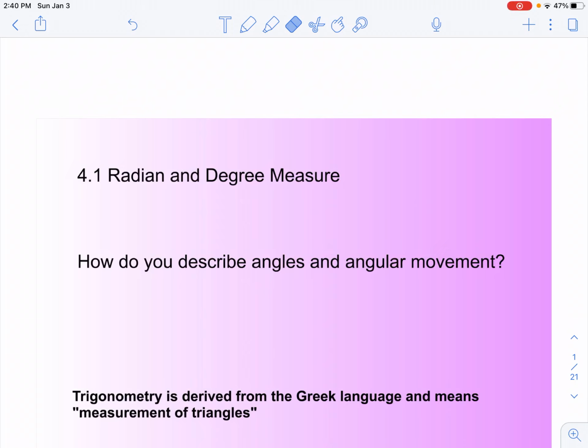In Chapter 4, and Chapter 4, by the way, is about trigonometry, one of my favorite units. 4.1 is about radian and degree measures, so two different ways to measure angles. It says, how do you describe angles and angular movement? Trigonometry is derived from the Greek language and means the measure of triangles.